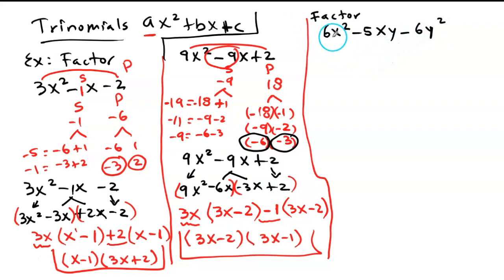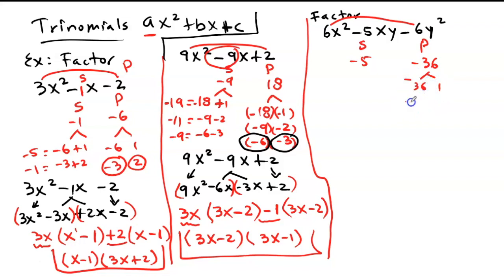Nope. I have a trinomial, 1, 2, 3. I have a number in the front, so the process is the same. The only difference is that instead of having only one variable, I have 2 variables now. But again, the process is the same. Let me show you. 6 times negative 6. Negative 36. My sum. Negative 5. Break the 36.